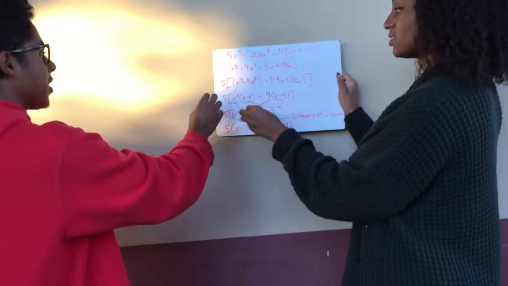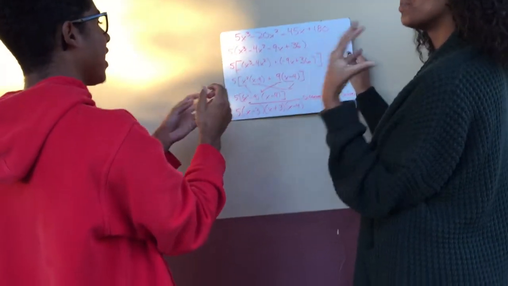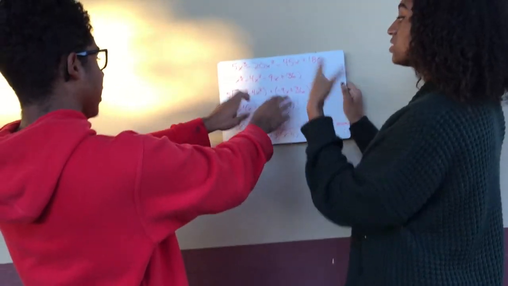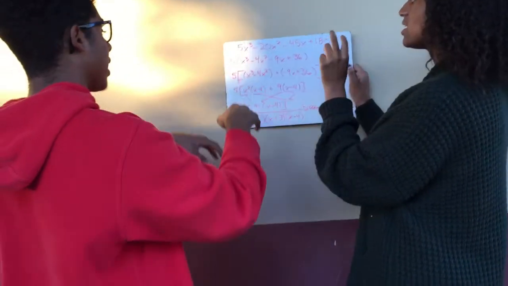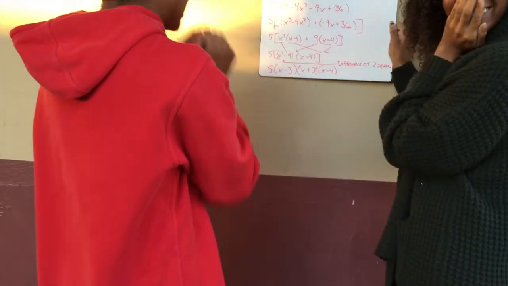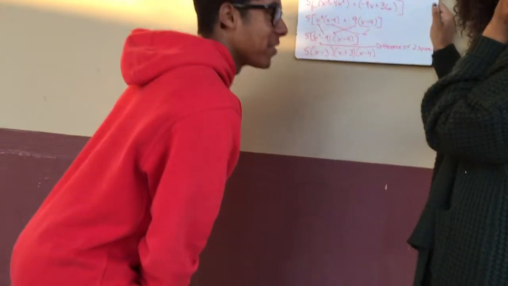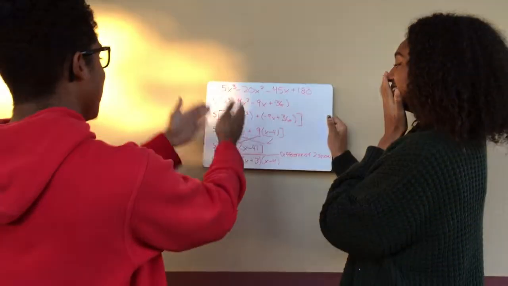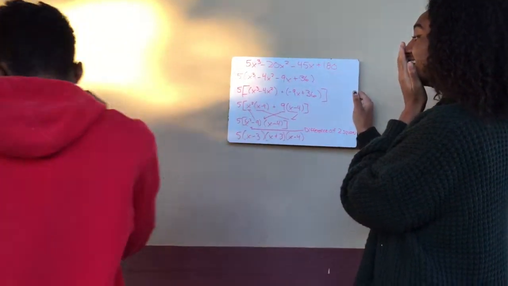You take the first 2 terms and they combine into a binomial, which is right here. And then you add a plus sign, and take the second 2 terms and add them into a binomial.